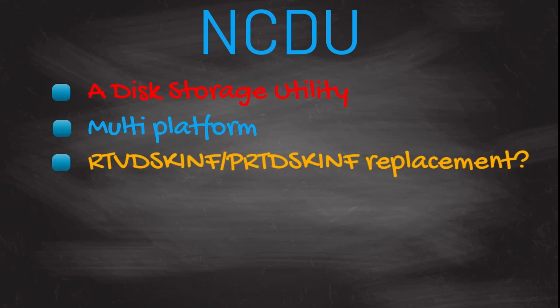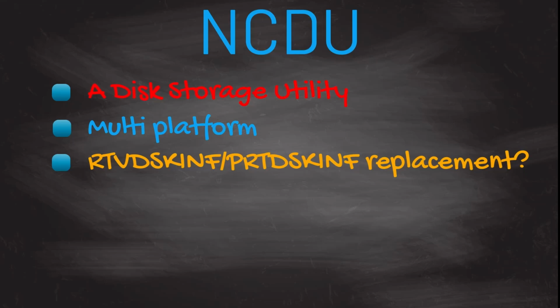As I said earlier, Ncdu is a disk storage utility with a pleasant interface that works well with our IBM i. It's multi-platform. It runs on the i, under Linux, under Unix and even the mainframe, the Z. IBM has provided us with a couple of traditional commands to deal with disk storage, namely RTVDSKINF, retrieve disk information, and PRTDSKINF, print disk information.